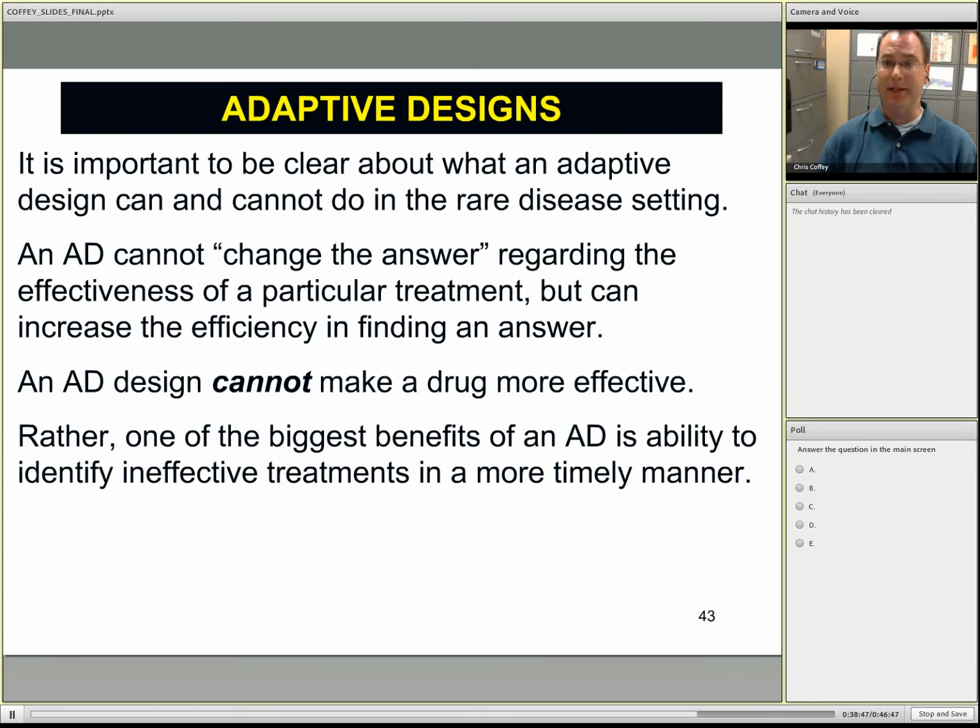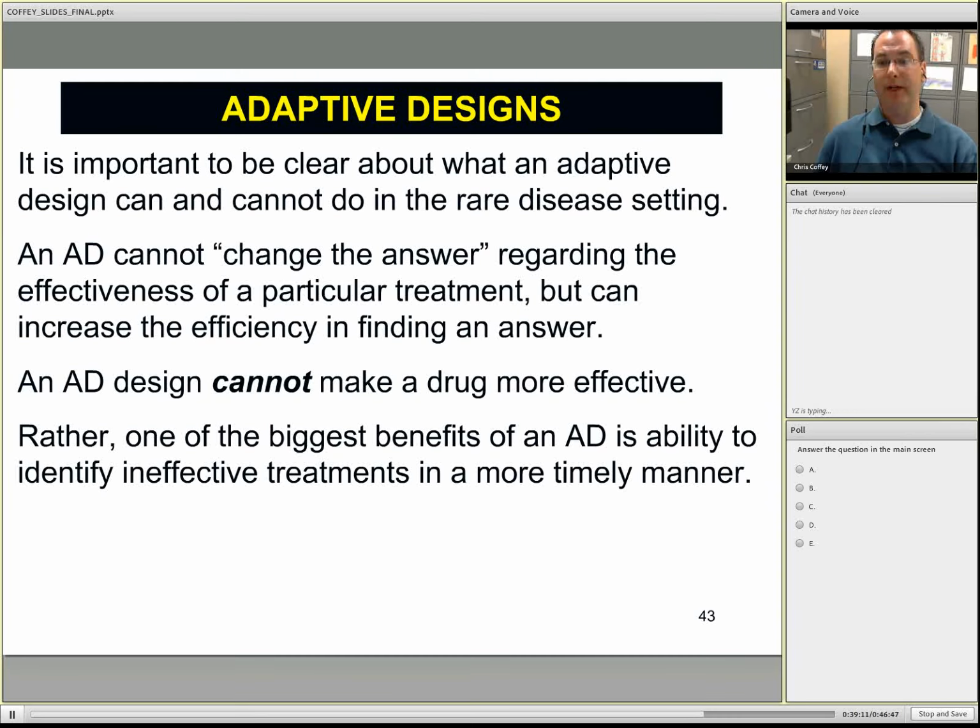You're disappointed it doesn't work. The disease community is disappointed. But as a scientific community, that's still an advantage, because you're then not using additional resources for a treatment that may go on to prove ineffective. You can then take your resources and start to invest them in other areas which may prove to be more fruitful.